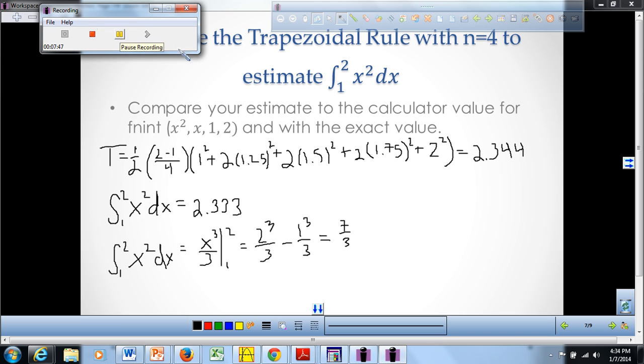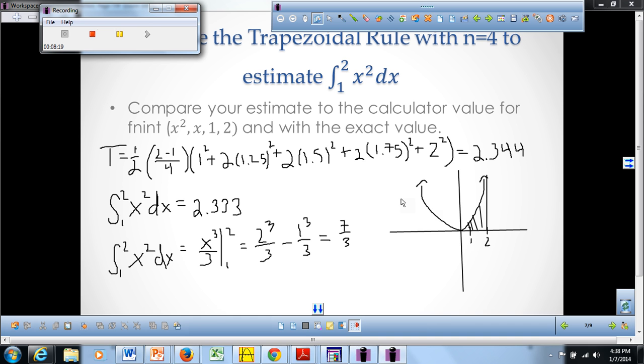All right, next we have an example of finding a trapezoidal approximation with n equals 4 subintervals, and we are finding the area under the curve of x squared from x equals 1 to x equals 2. The first thing I suggest when you do a trapezoidal approximation or a Riemann sum is to sketch your function so you know what you're dealing with. So I will do that now.